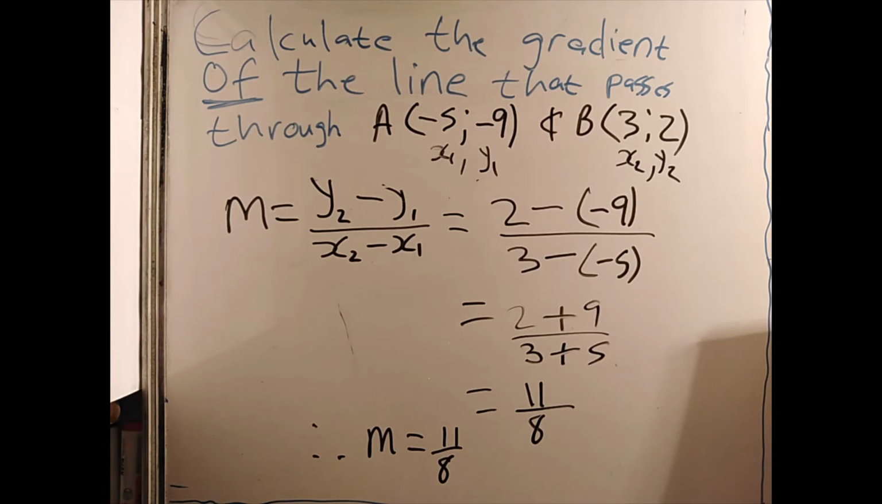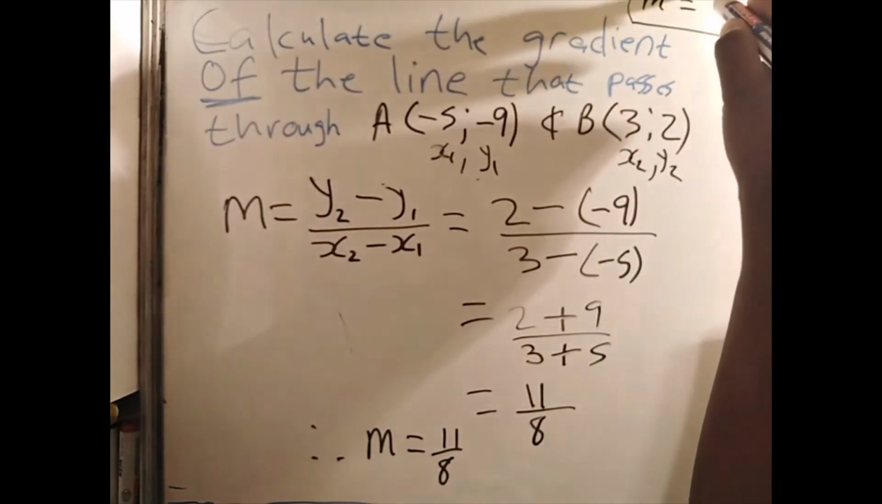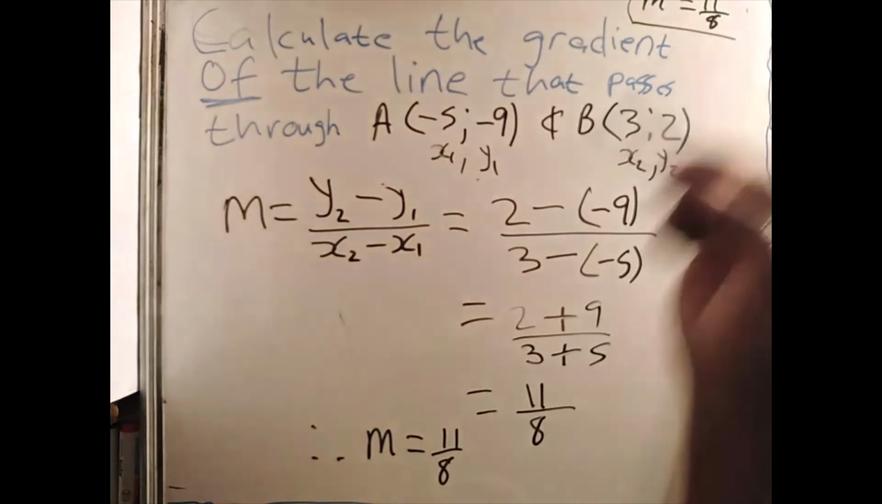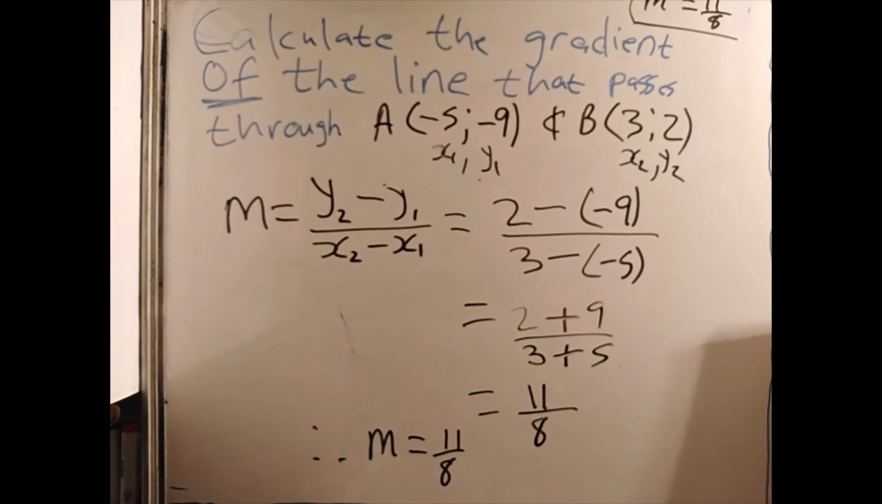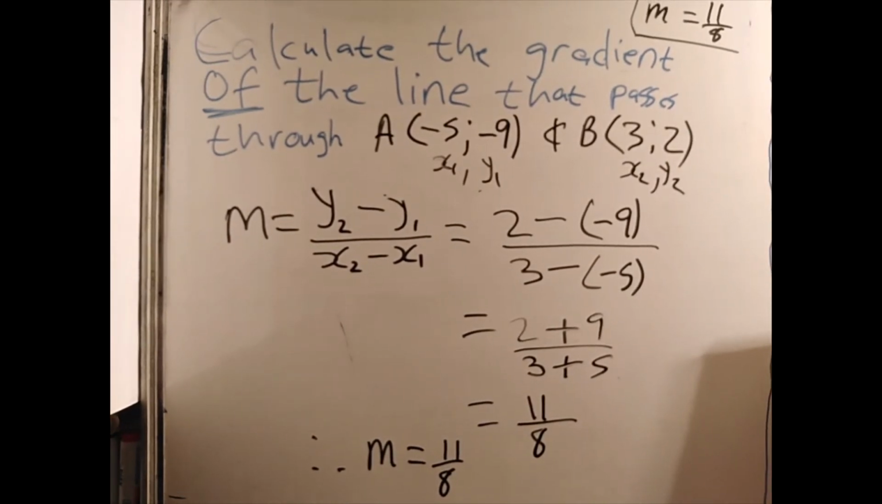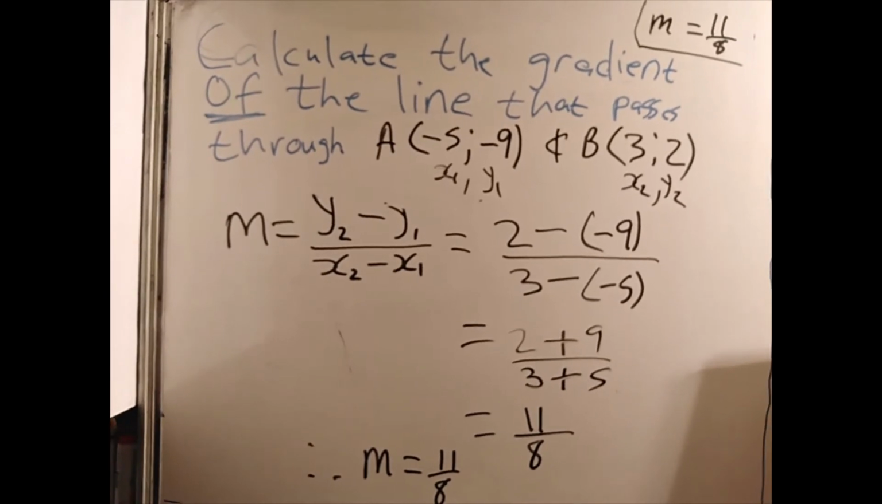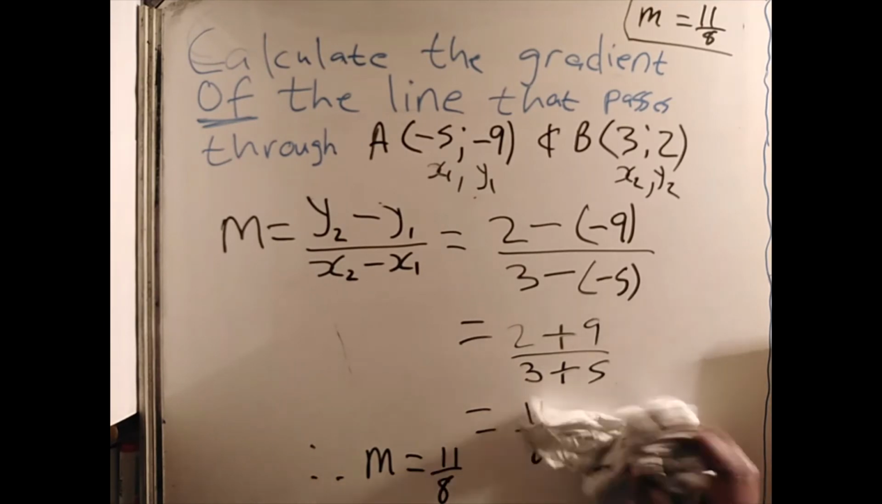Okay, now there's something that I want to alert you to. I want you to note that the m that we got here was 11 over 8. Let's just put it here. I want to emphasize something. So we had m, which was equal to 11 over 8. Okay, now I can see it. All right, now let's continue.